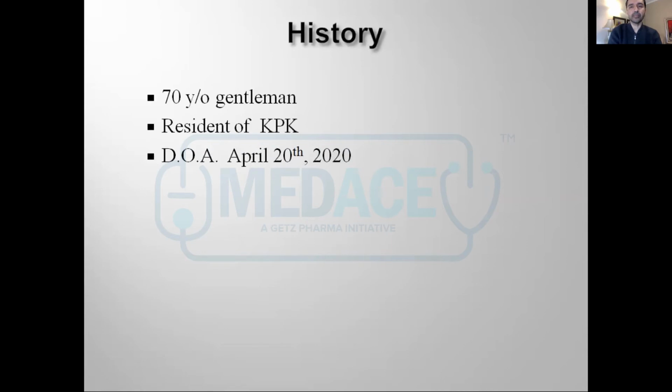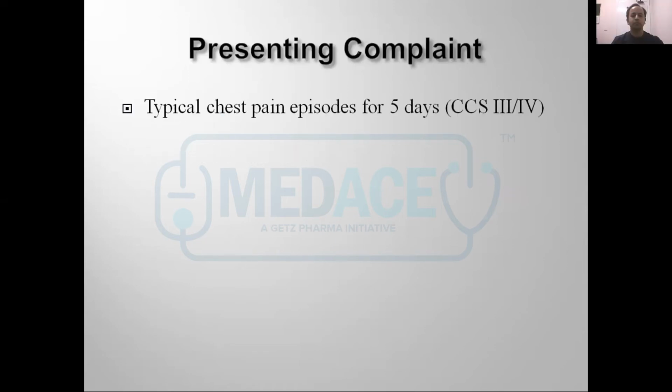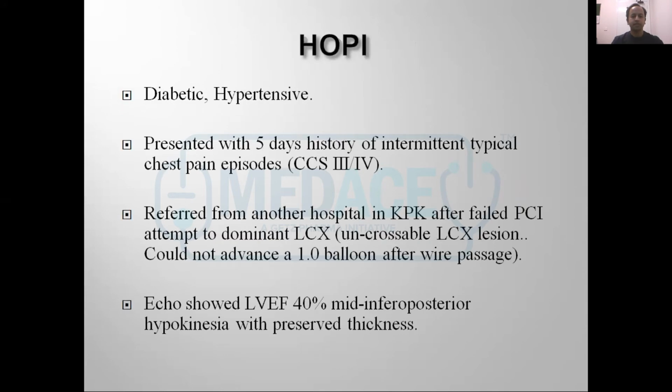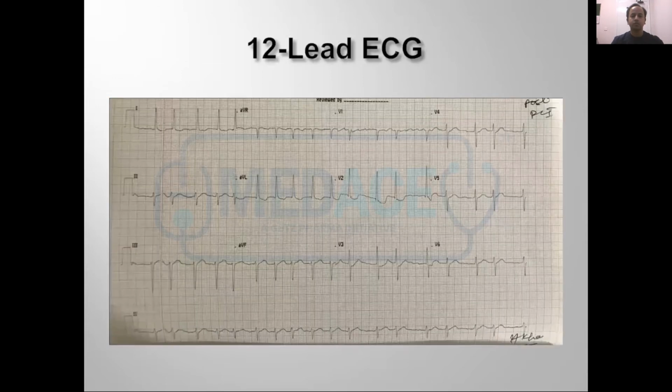Okay, so this patient was a 70-year-old who presented with typical chest pain, angina class 3 to 4. He again had diabetes and hypertension. EF was 40% at presentation. His PCI was attempted at a facility in KPK with a balloon uncrossable circ lesion, and they could not advance a balloon after wire passage. So this was the ECG, which shows global ST changes.